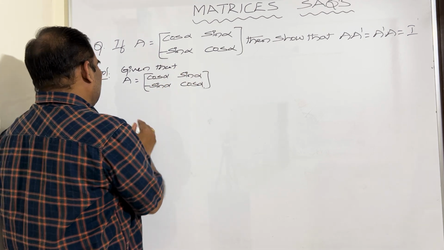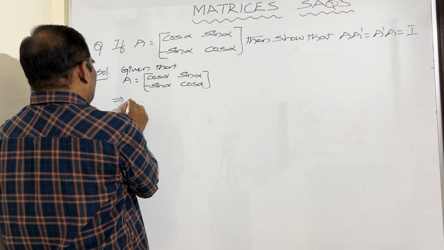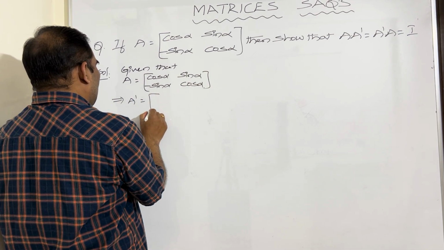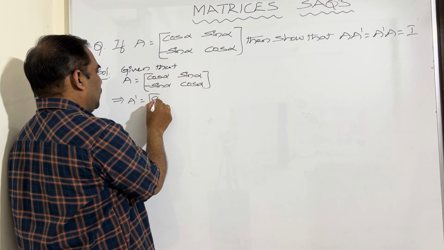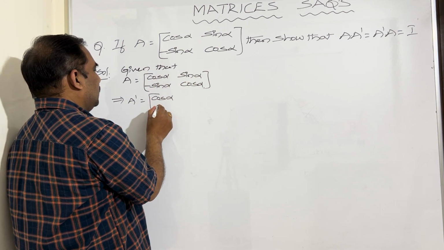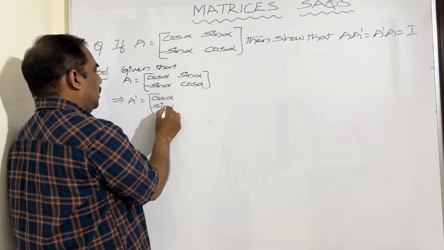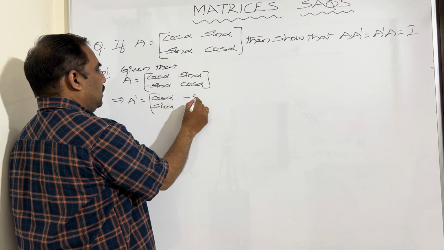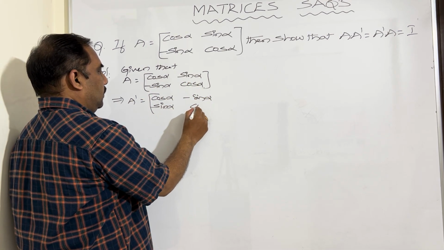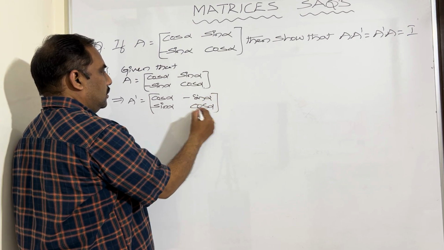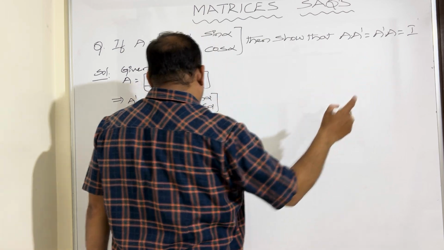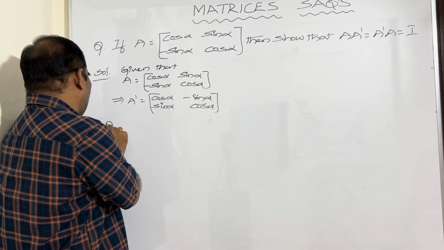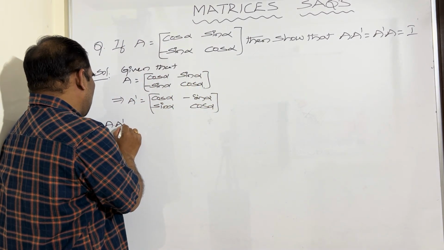So what is the transpose of this? Transpose means interchanging the rows into columns. So here the first row is written as a column, cos alpha, sin alpha, and here minus sin alpha, cos alpha, right? So now, first multiplying A into A transpose.